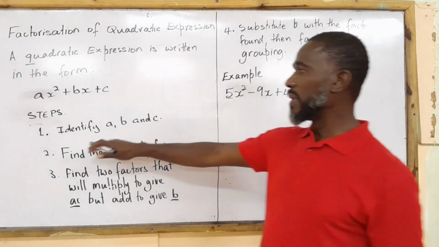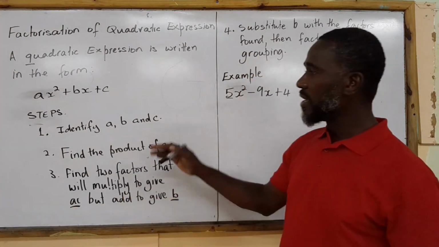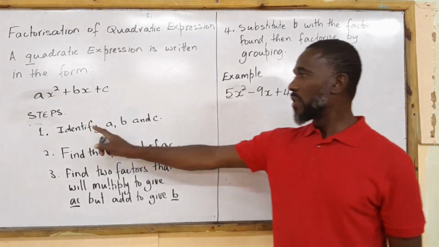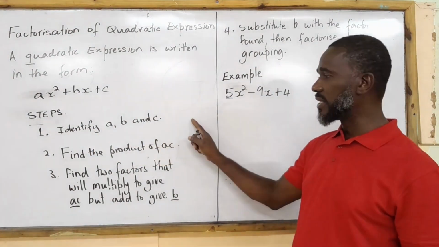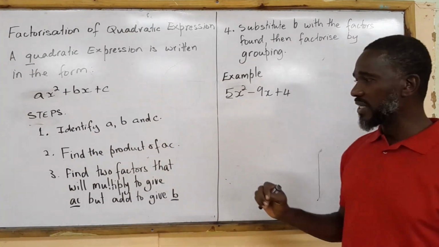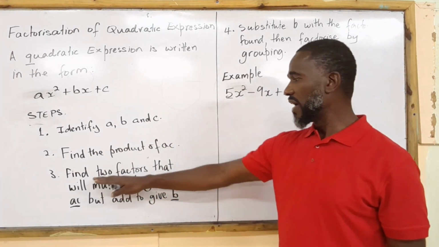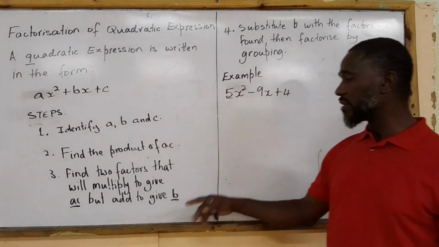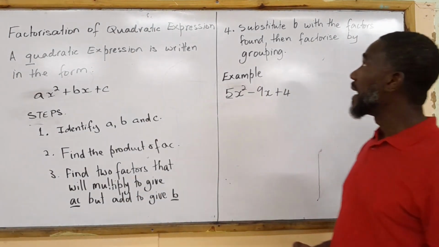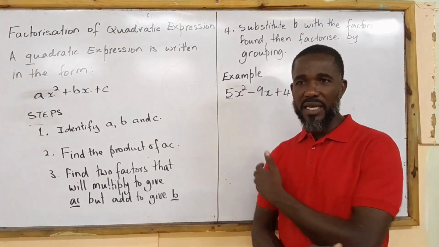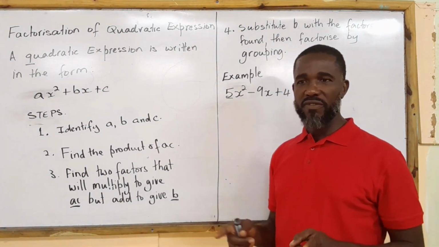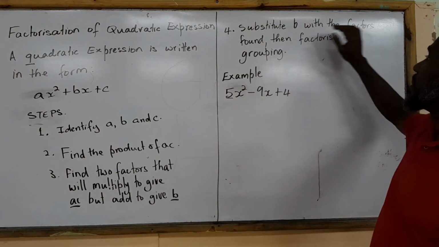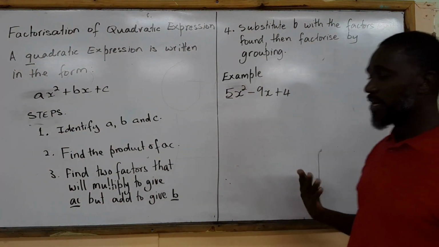So here we have the steps that we're going to be following in order to factorize the quadratic expression. One, we're going to identify a, b, and c, then find the product of ac. Then we are going to find two factors that will multiply to give ac, but at the same time add to give b. And when we say add, we can either add two positive numbers or two negative numbers. Okay? And then we are going to substitute b with the factors found and factorize by grouping.